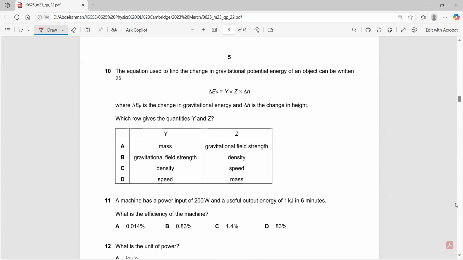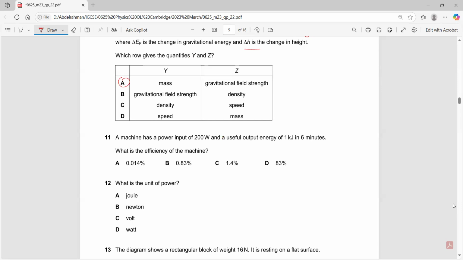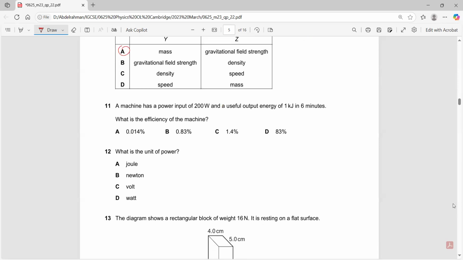Which equation is used to find the gravitational potential energy, where delta E is the change in gravitational potential energy and delta h is the height? We know that gravitational potential energy is mgh. So h is the height, so y has to be mass, for example, and z has to be the gravitational field strength, or the other way around, but you don't have the other way around. So it's only A.